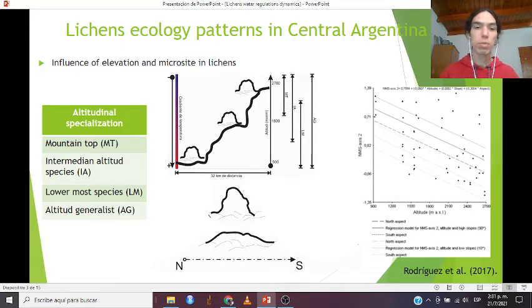A good example is one that we saw in a previous work, actually carried out by the team of Rodriguez in 2017. They found that lichens tend to respond strongly to elevation. They form specific communities in the mountain tops, in the middle elevations, and there are cosmopolitan communities as well. They also respond strongly to microsite. There are specific communities in the north-facing rocks, in the south-facing rocks, and in the rocks without slope.